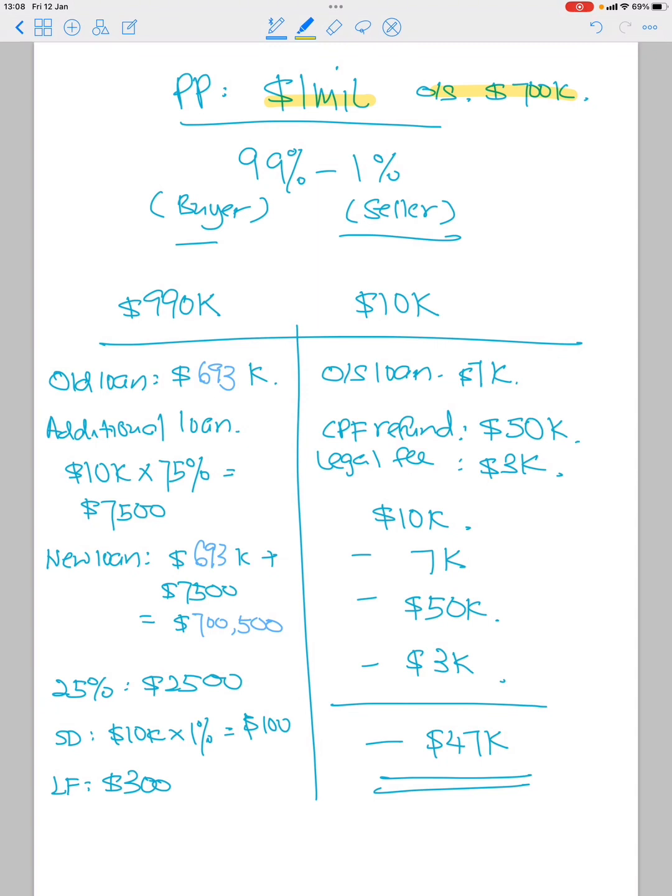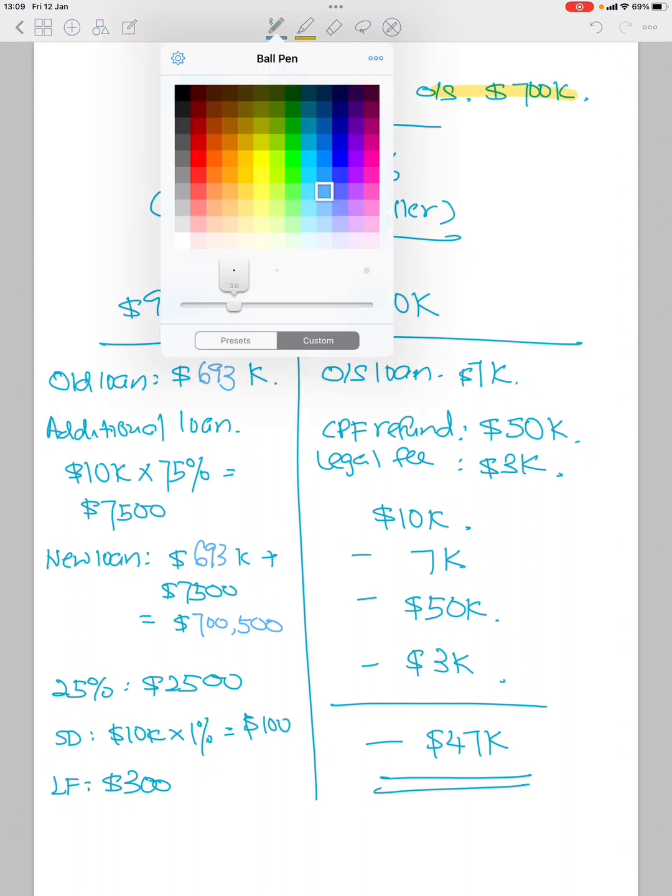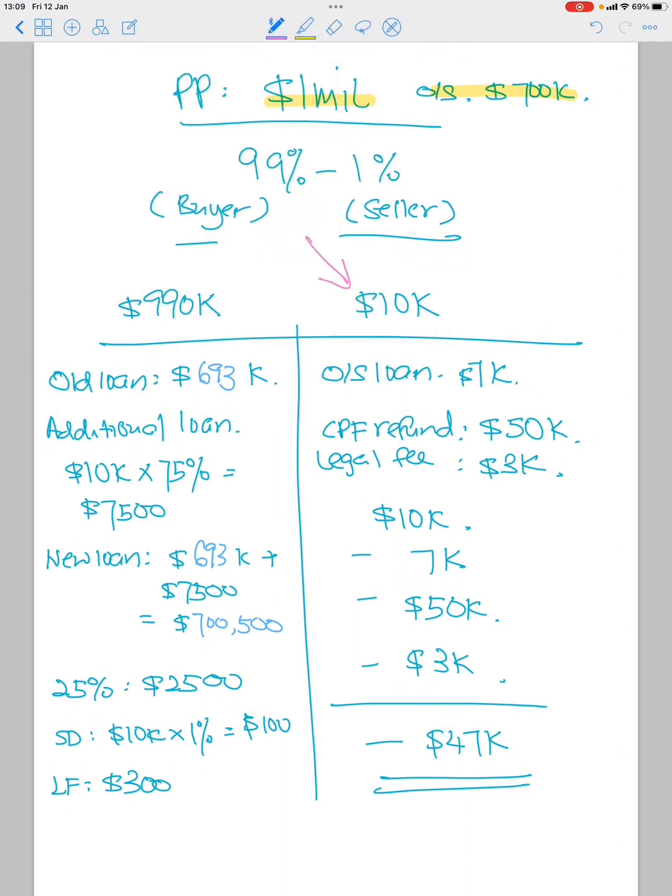Of course, the next thing is you should know who is the 99% and who is the 1%. The 1% will be the seller and the 99% will be the buyer. I will always start with the 1% first, which is the seller. Just like any other sale of property, we have to find out what is the outstanding loan for this seller. We have to know what is the CPF refund and tabulate with all the necessary costs to count their net sales proceeds.